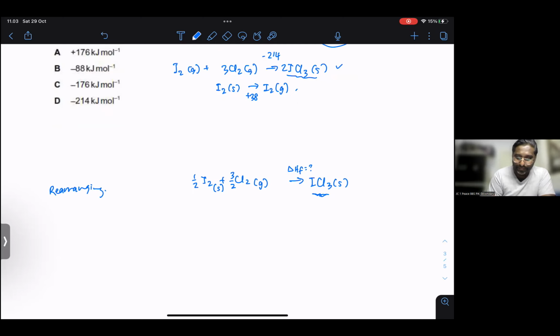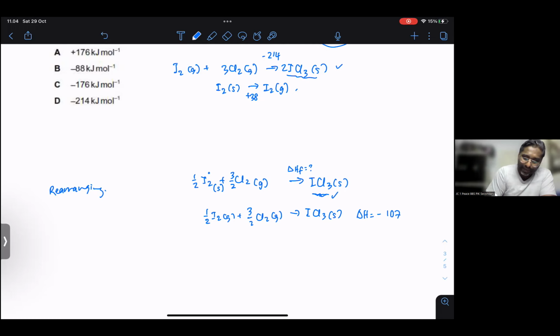Here this is on the right, but it's for 2, so I divide everything by 2. Which is going to be half I2 gas plus 3/2 Cl2 gas to give me ICl3 solid. Now this delta H is divided by 2, negative 107. So that is going to be my first equation, which I have solved for this. Then for both of these equations I have Cl2, so I'm just worried about, just think about I2 only.